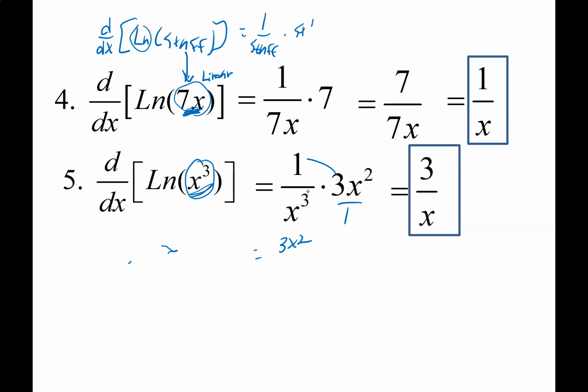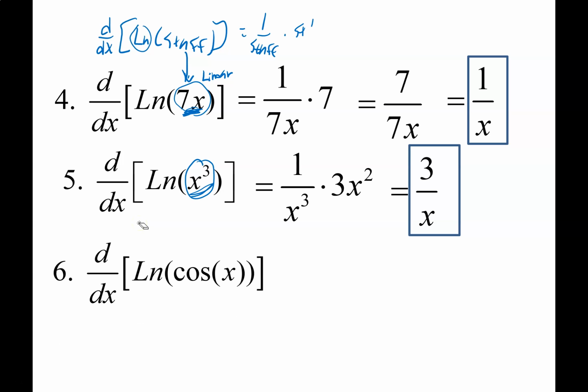No, I didn't want to show that yet. So that would be 3x squared over x cubed. Cancel 2 x's, and it's 3 over x. So no, the derivative of everything is not 1 over x if it's natural log.